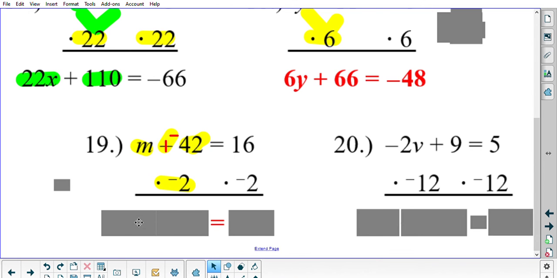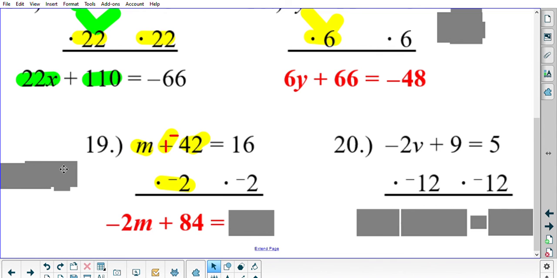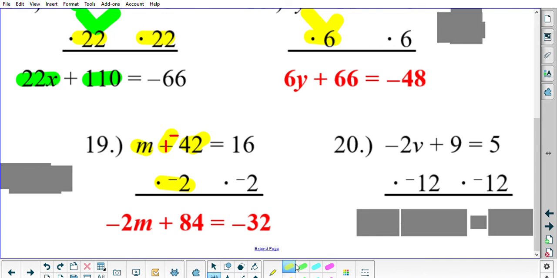Negative 2 times m is negative 2m. Negative 2 times negative 42, a negative times a negative would give you a positive 84. 16 times negative 2 on the right-hand side of the equal sign would give you negative 32. Problem number 20. We have addition in between, and we are multiplying by a negative 12 on both sides. So the negative 12 must get multiplied to the negative 2v and to the 9. And then, of course, on the right-hand side, negative 12 gets multiplied to 5.